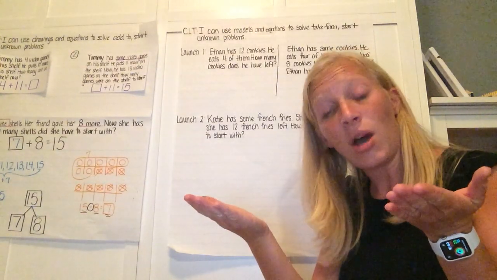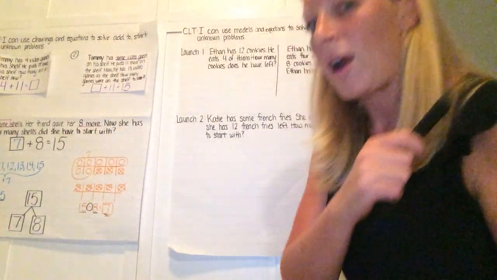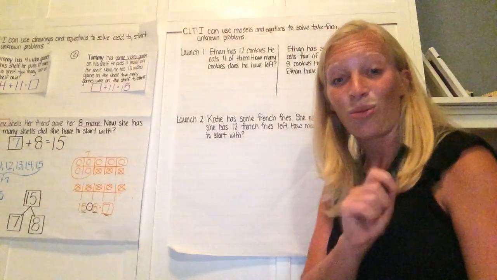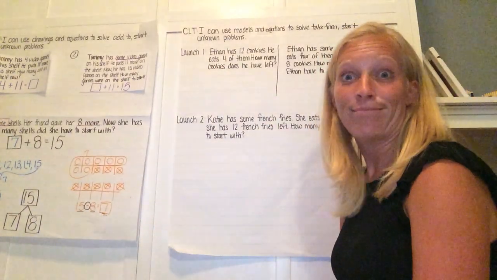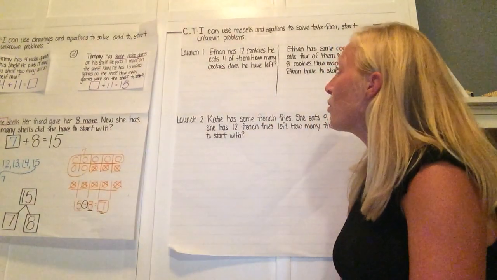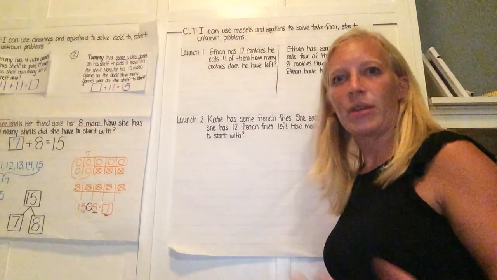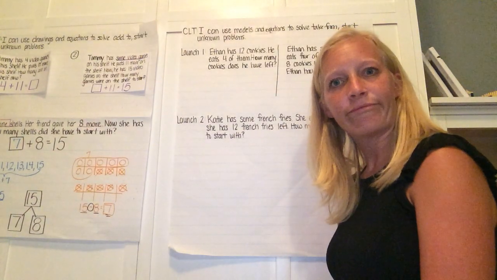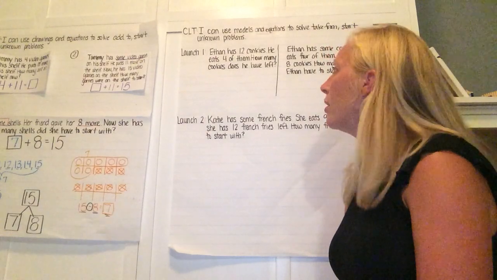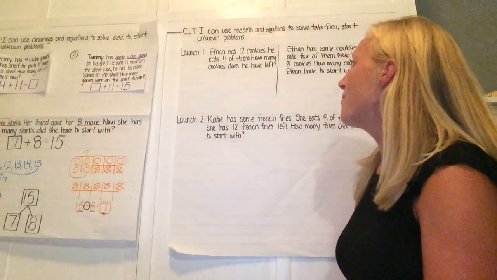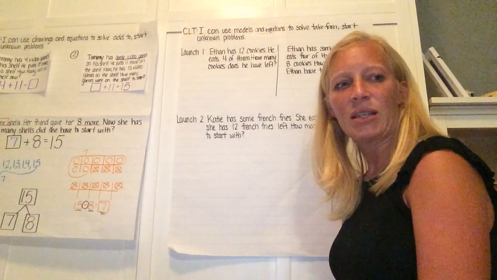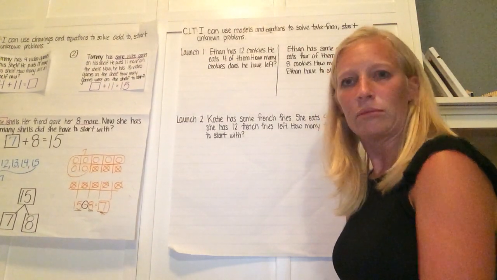Unknown, not known. So let's go ahead and read our first problem, and you guys are going to have a chance to write an equation to match it. Ethan has 12 cookies. He eats 4 of them. How many cookies does he have left? Let me read that again. Ethan has 12 cookies. He eats 4 of them. How many cookies does he have left?